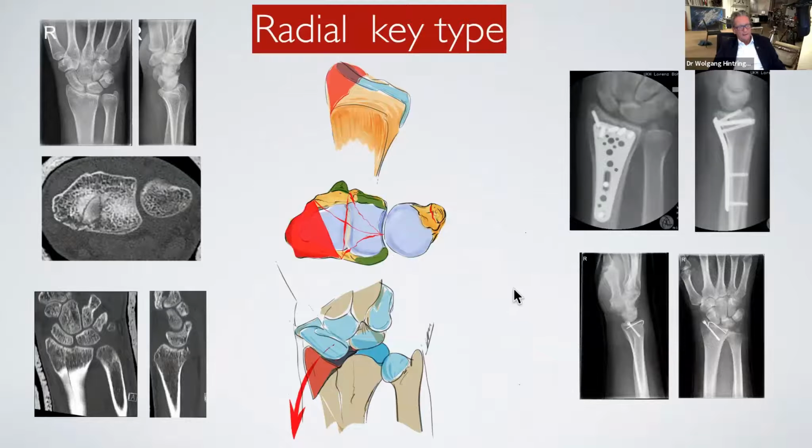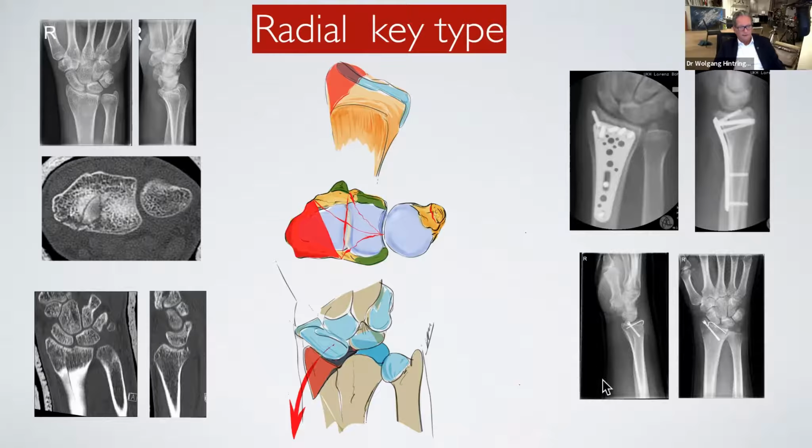The radial key type, you see here the radial styloid is impacted and dislocated to the radial side. And here we use mostly radial oriented plates. That means they are radially longer than on the ulnar side, so that you can catch, especially when these fragments are comminuted, then you have with this type of plate more possibilities to support that radial key type.